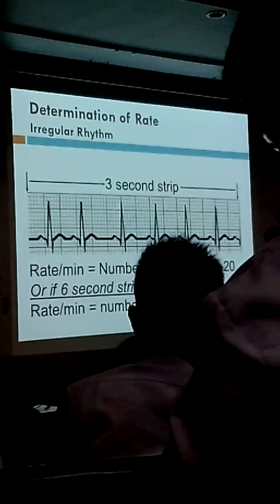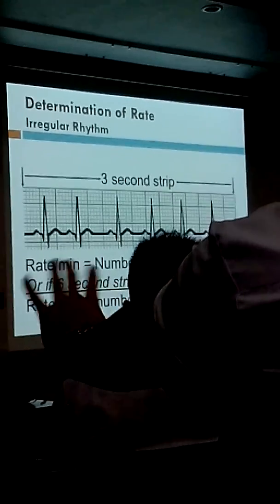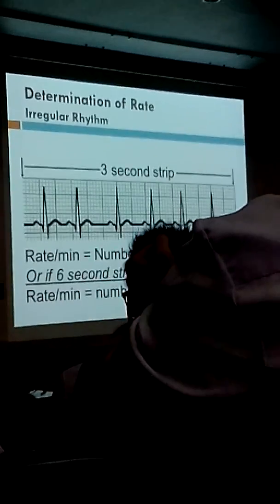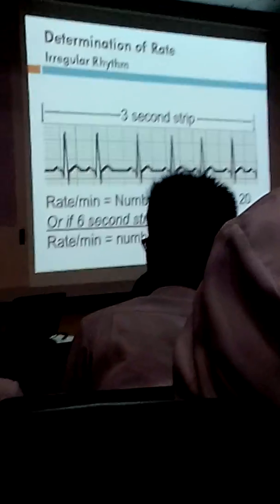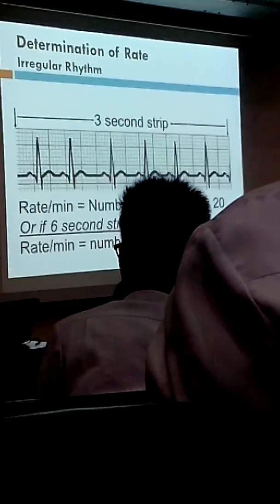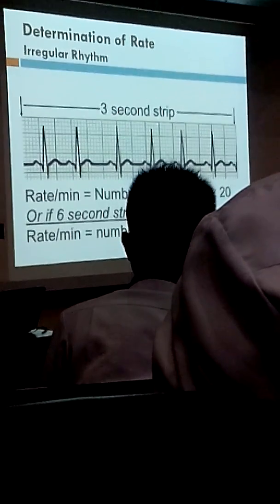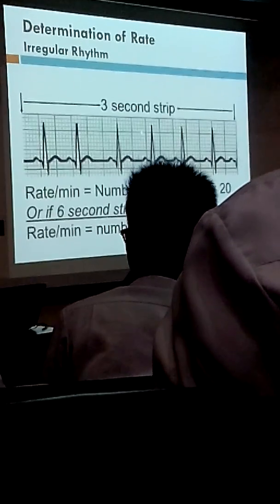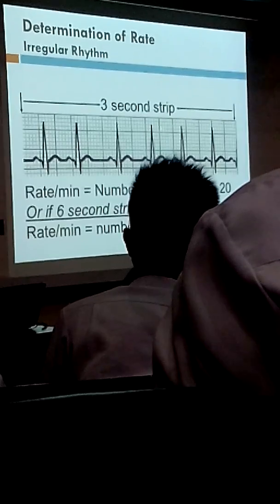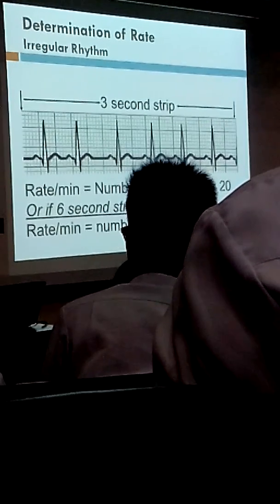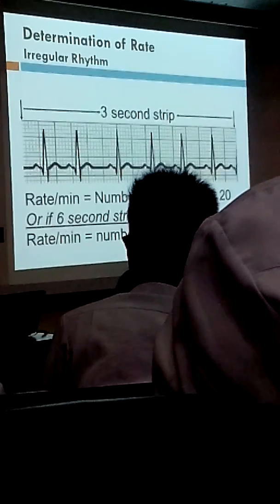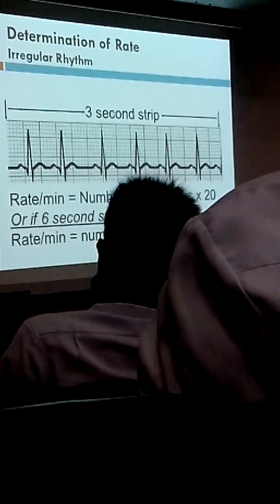So when you have an irregular rhythm, you make use of a 6-second strip or the 3-second strip. So what is advisable is the 6-second strip. And if you do the Tinamban style, 1, 2, 300, 150, this is 100, so it's more than 100 but less than 150. So you can confirm the heart rate.